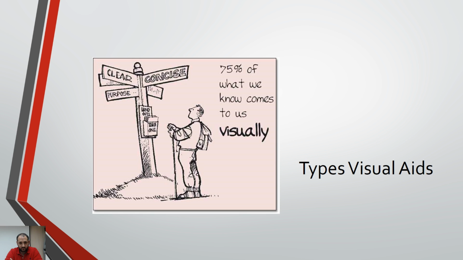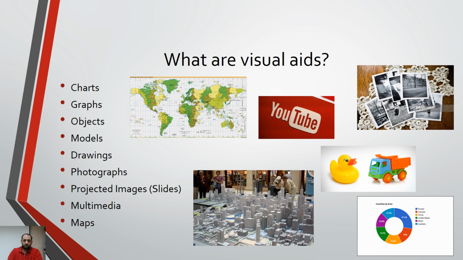However, visual aids are any number of different things. So, the main visual aids that people use, the major ones, and there are more than just these types, are charts, graphs, objects, could be something like a cup, models, drawings, photographs, PowerPoint, multimedia like movies, or maps. There are lots and lots and lots of different types of visual aids. You could even use people as a visual aid. It's done all the time.